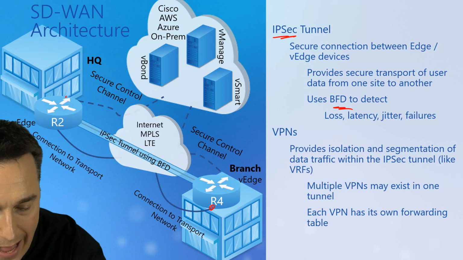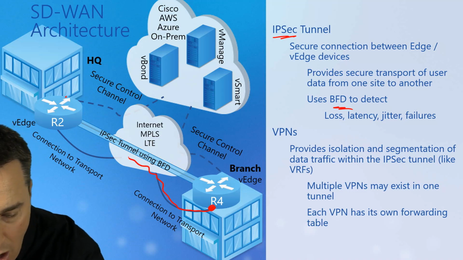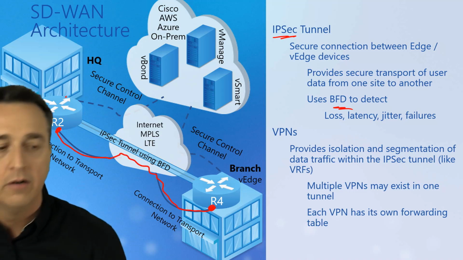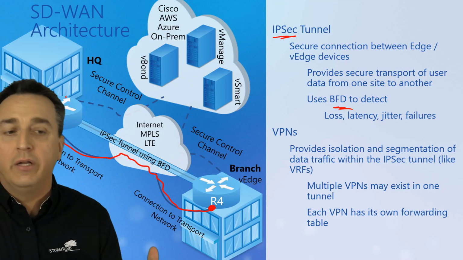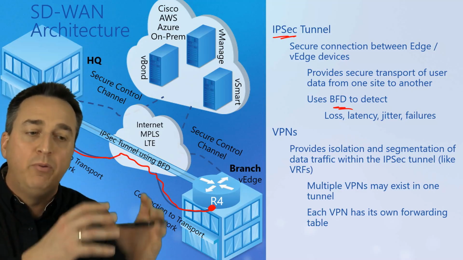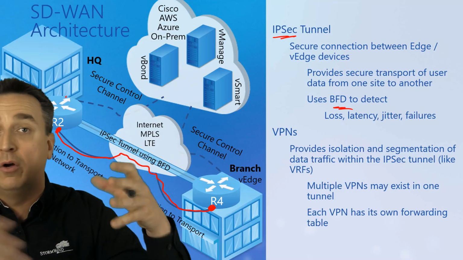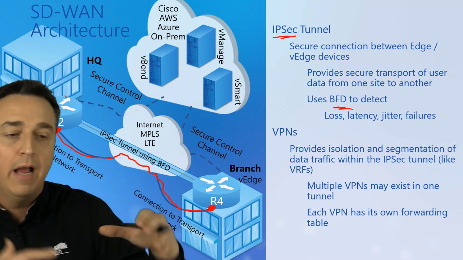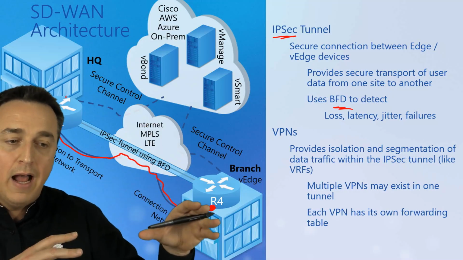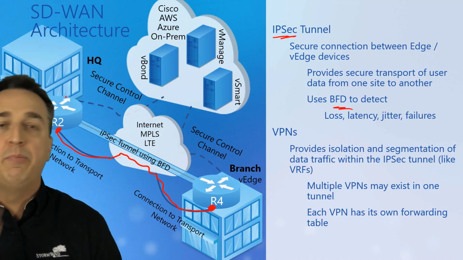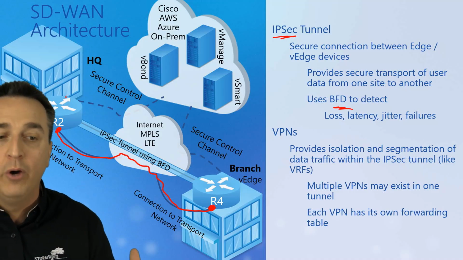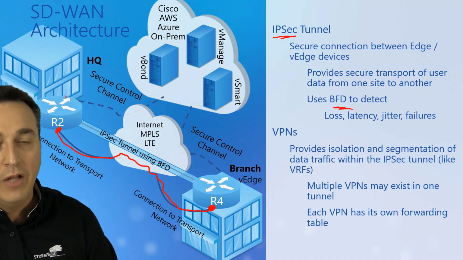Do I have a connection from here over the internet over to here? That's what BFD is doing, right? Can I get from my public IP, connected either to internet, MPLS, or LTE? So it might even be a private IP address with MPLS, right? But can I get from that IP address over to the IP address over there, the tunnel endpoints? So that's one thing it can do.